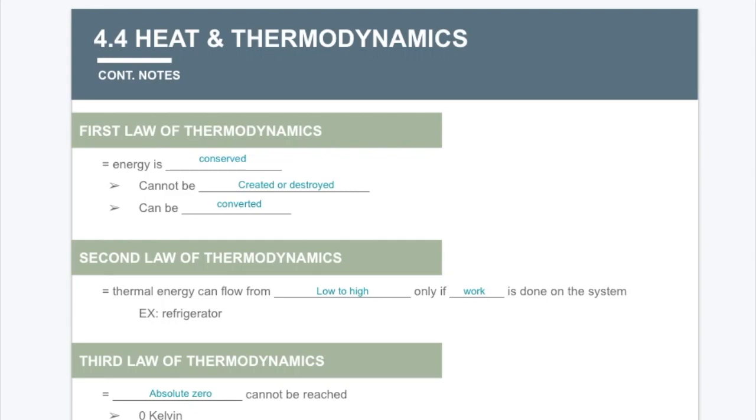The last section of the notes for chapter 4, continuing on for 4.4, heat and thermodynamics. So for this section, to end off our chapter, I'm just going to go through the 3 laws of thermodynamics. They're pretty short and simple, and then we will be doing a review for the test on a Kahoot.